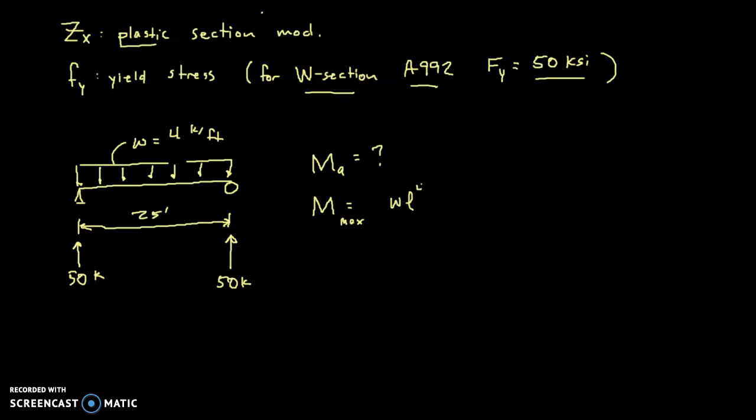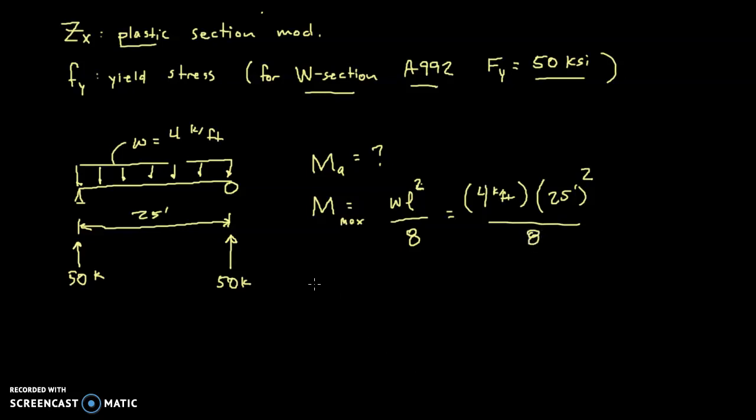hold on, let me see. WL squared, I just double checked the formula, WL squared over 8. So that's the formula for maximum moment. So our W is 4 kips per foot times the length of 25 feet. Don't forget to square that and then divide it by 8.